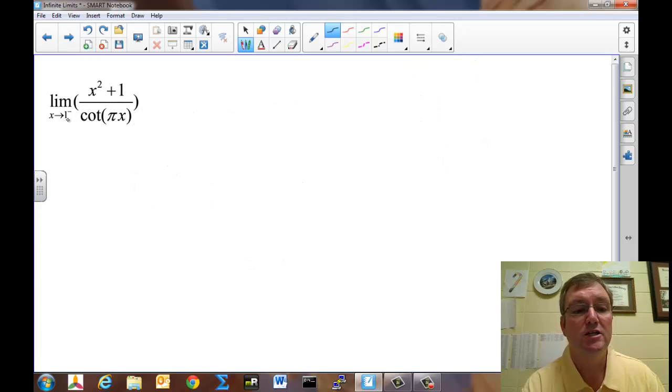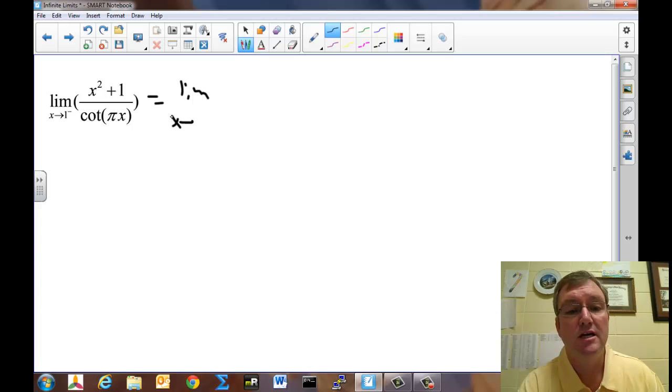Well, if we look at this problem as x approaches 1 from the left, okay, in the numerator we're going to get 1 plus 1 is 2. The denominator, if we put 1 in here, the cotangent at pi, remember the cotangent is cosine over sine, so that's going to give us what appears to be an undefined thing here, right? Let's see if we can rewrite this and come to any conclusions here.